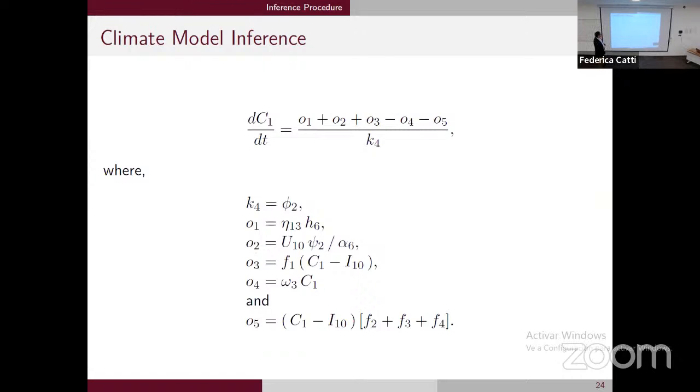Here we are recalling the equation of C1. In this equation, you can see that the function K4 divides all the flows, and K4 is equal to V2. So we can see the influence of this parameter over the dynamics of this variable.